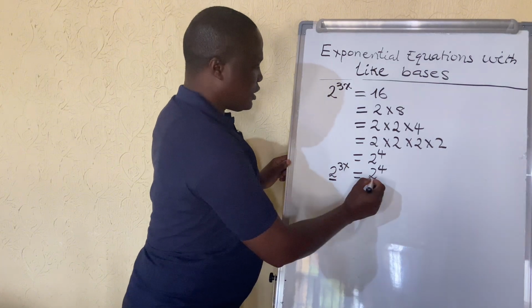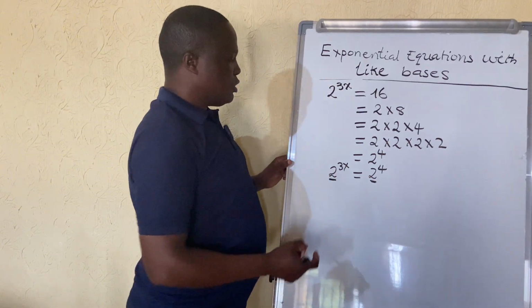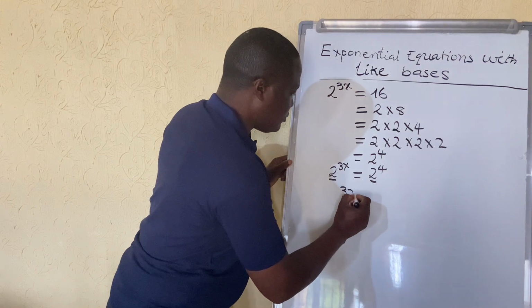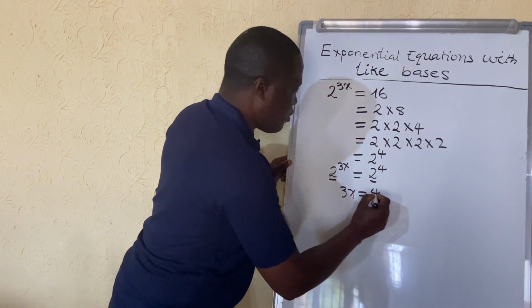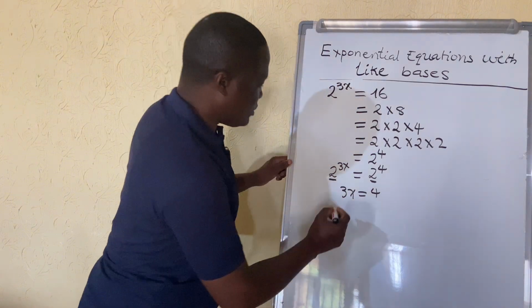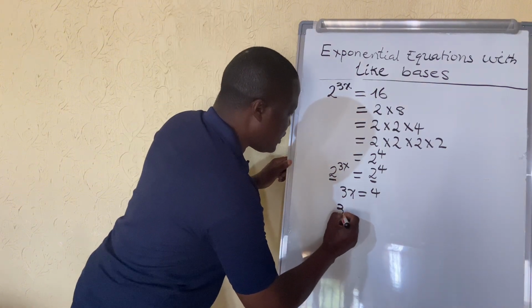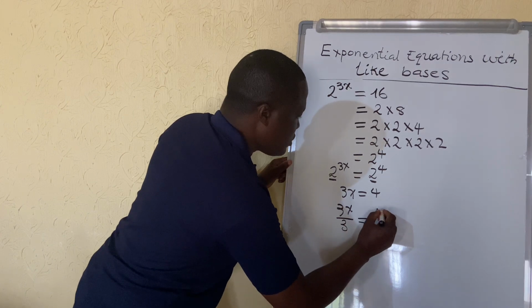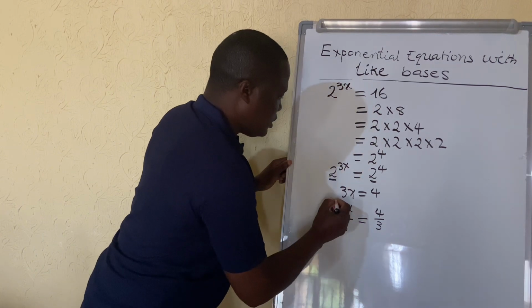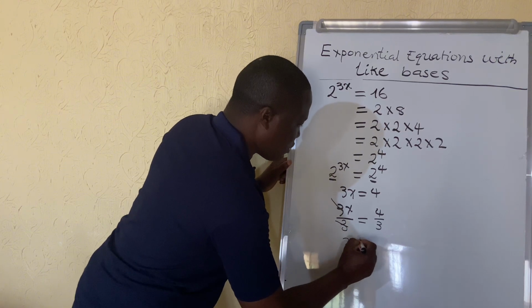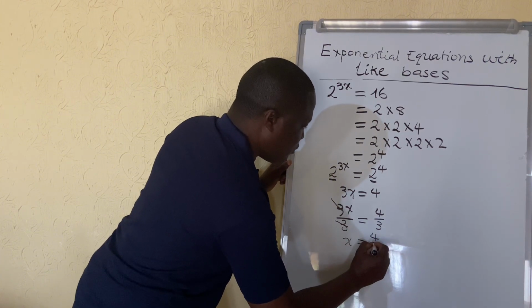Again, the bases are the same, 2 and 2, so we equate the powers. So 3x is equal to 4. We divide both sides by 3 to make x the subject. So we have that 3x over 3 is equal to 4 over 3. This 3 will cancel this one, and we're left with x is equal to 4 over 3.